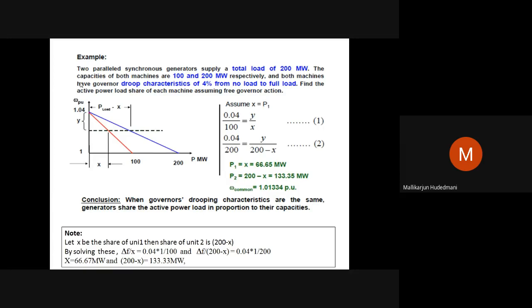Both the machines have governor droop characteristics R1, R2. R1 is 4%, R2 is also 4% from no load to full load. Find the active power load share of each machine assuming free governor action. So, my friends, please note this, free governor action. There is no governor to correct the frequency drop. What is the frequency prevailing when they are meeting a load of 200? I have to understand. Let us do it and I will convey to you.